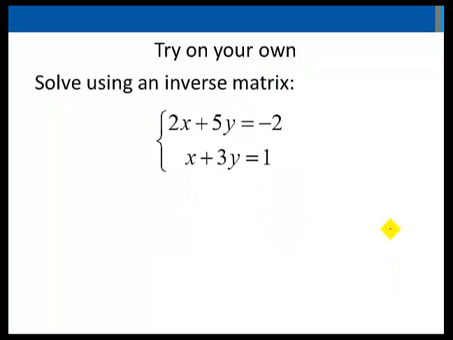Try on your own. Solve using an inverse matrix the system of equations 2x plus 5y equals negative 2 and x plus 3y equals 1.